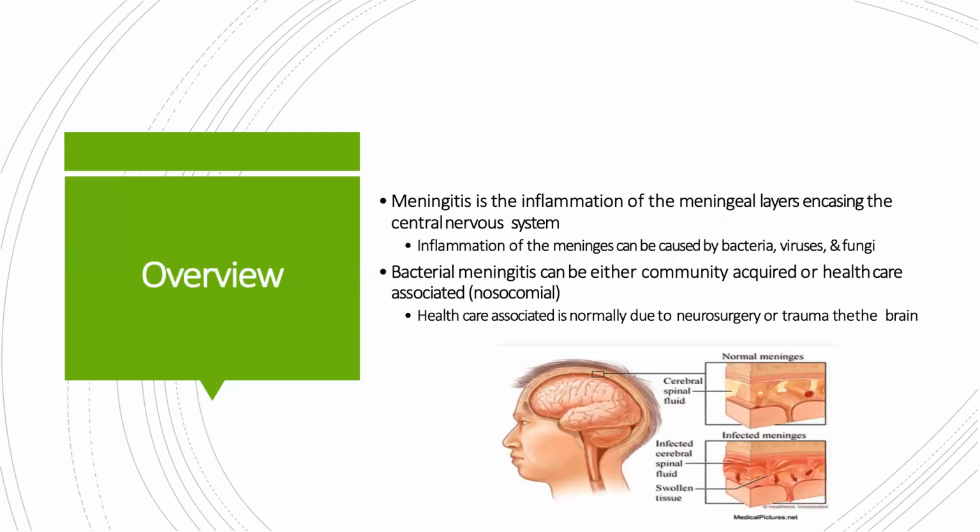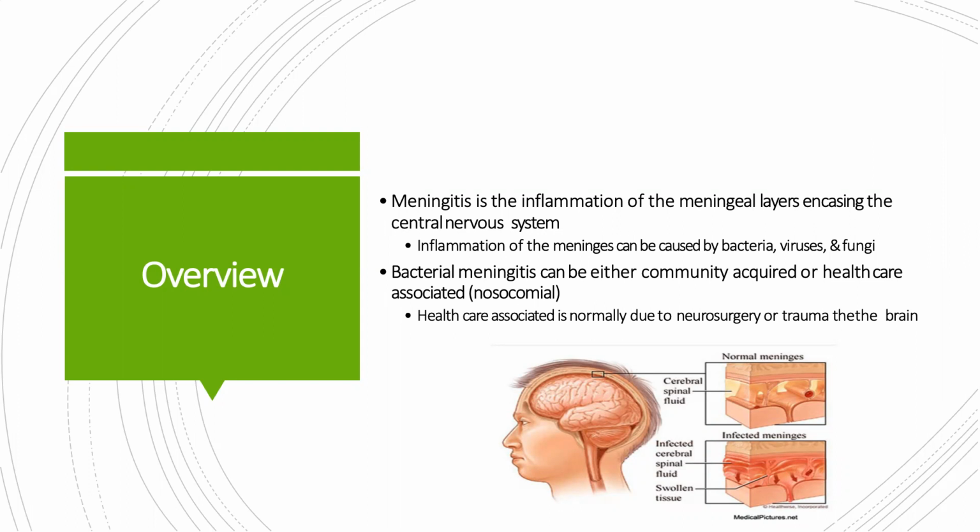So just a brief overview, meningitis is inflammation of the meningeal layers encasing the central nervous system. So our meninges provide a protection over our brain and over our spinal cord. So in the event that bacteria infiltrate this normally sterile space, then we can have inflammation. And this is ultimately something that we do not want because we want our brain and our spinal cord to remain protected. So that's why meningitis is bad and something that we try to overcome.